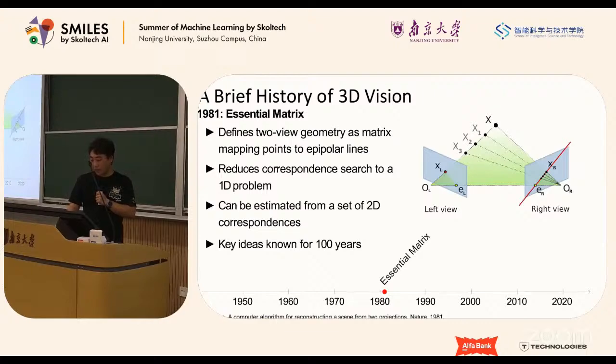And the essential matrix provides a compact representation of the calibrated two-view geometry. A point in one image maps to a line in another image, reducing a two-dimensional correspondence search to a one-dimensional search. It also allows relative camera motion to be estimated from matched image points.